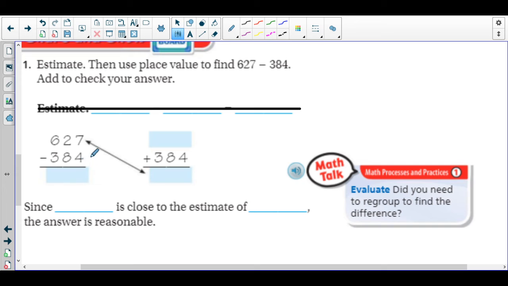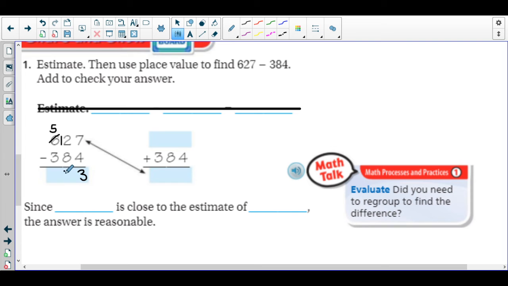Can I take 4 from 7? Yes, I can. The top number is larger than the bottom number, so that's going to be 3. Can I take 8 from 2? If I have $2 in my pocket and someone says, hey, you owe me $8, would I have enough to pay him back? No, I wouldn't. So I'm going to borrow from my neighbor. All right. Borrow 1, which means it goes 1 less. Add 1, which means the 2 now becomes a 12.